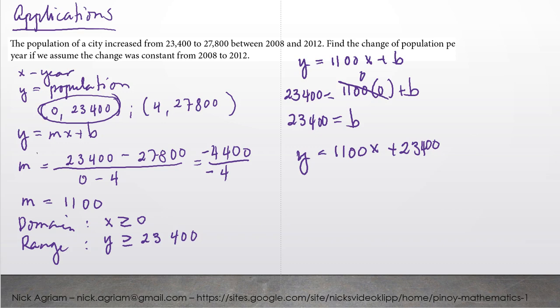It cannot be infinity, because maybe that city cannot hold as many people as possible. At this time, I cannot guarantee that it is always greater than 23,400. It might also be less. But in this model that we have, that is what we get.